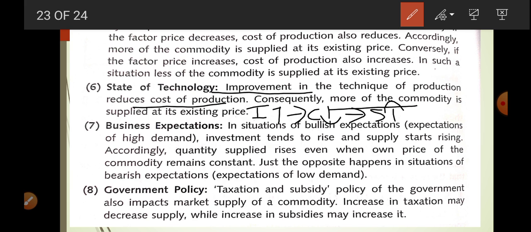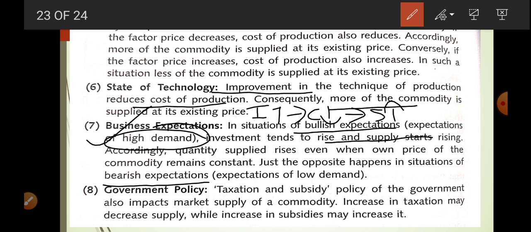Now next is business expectation. There are two things, bullish expectation and bearish. Bullish means that in future there will be high demand, like Android sets, personal computers, Bluetooth earphones. They know that in future the demand for these gadgets is going to be more, so present supply is going to increase, there will be a rise in supply.